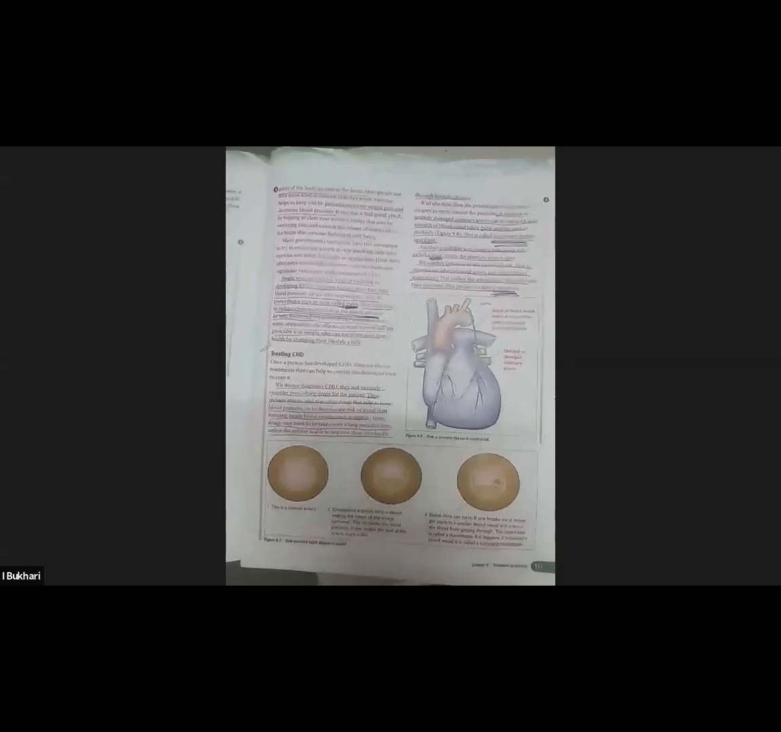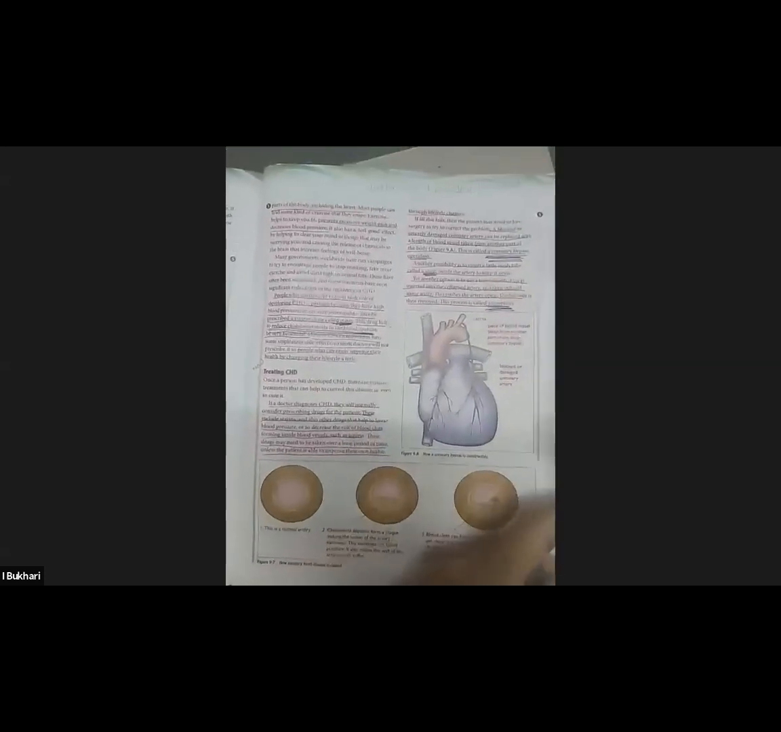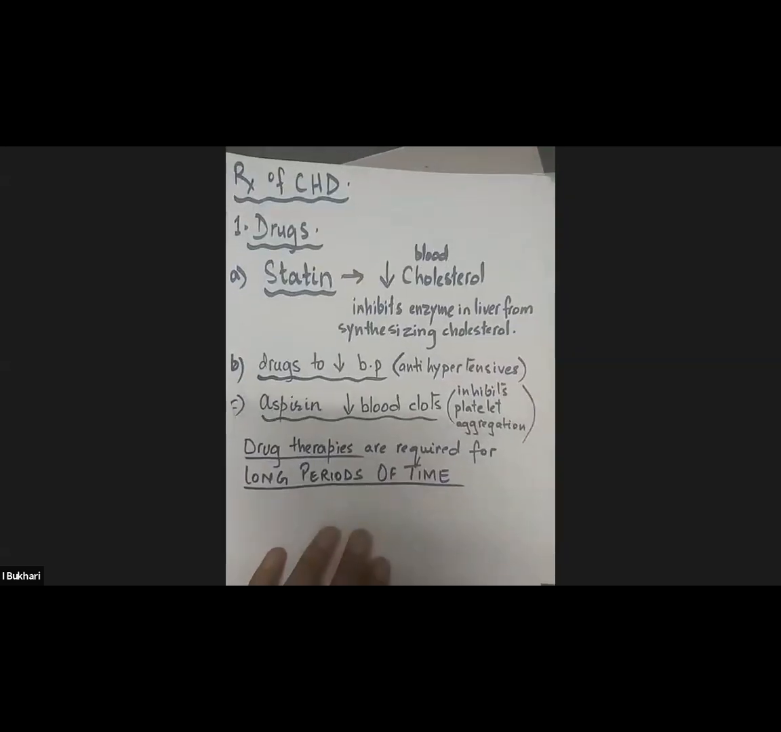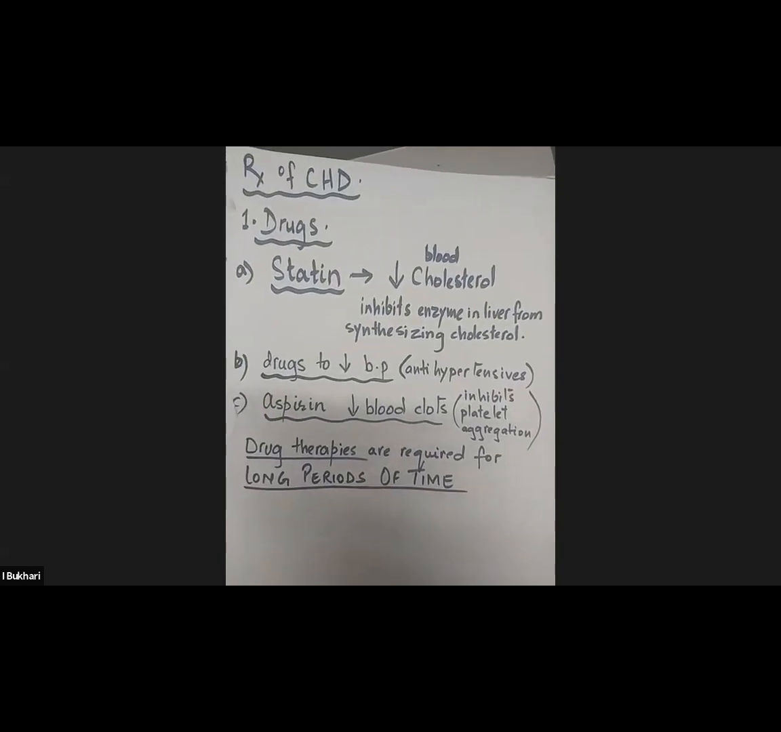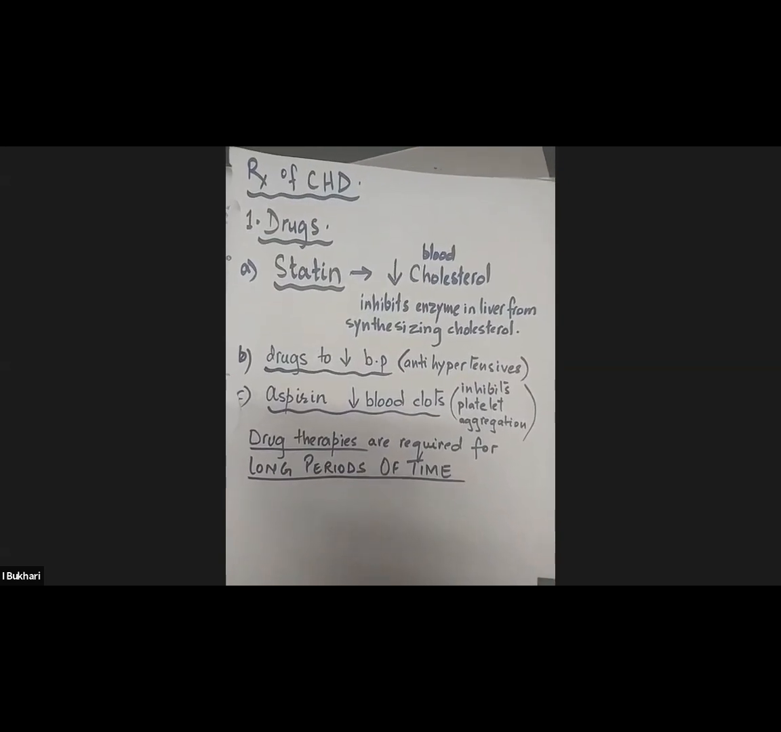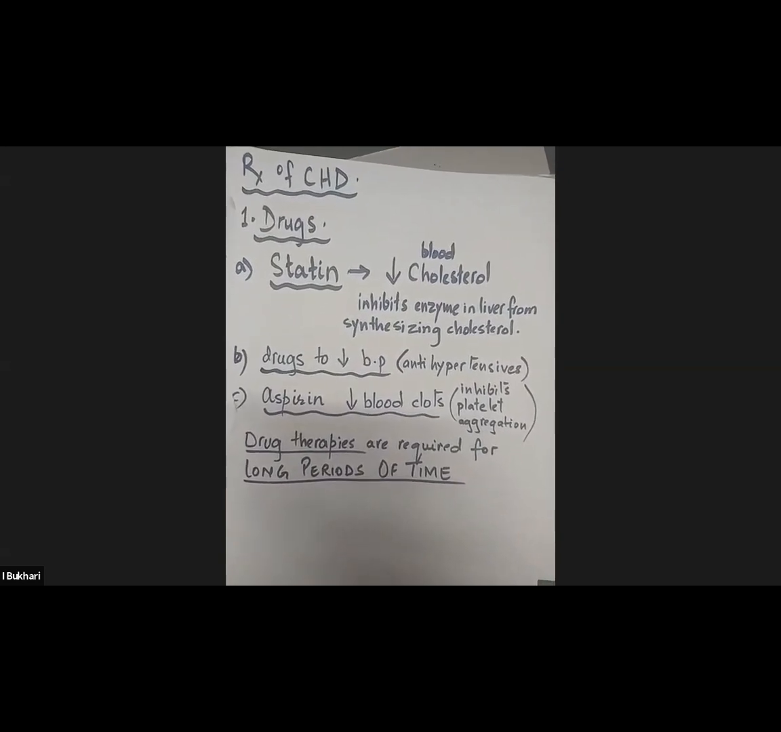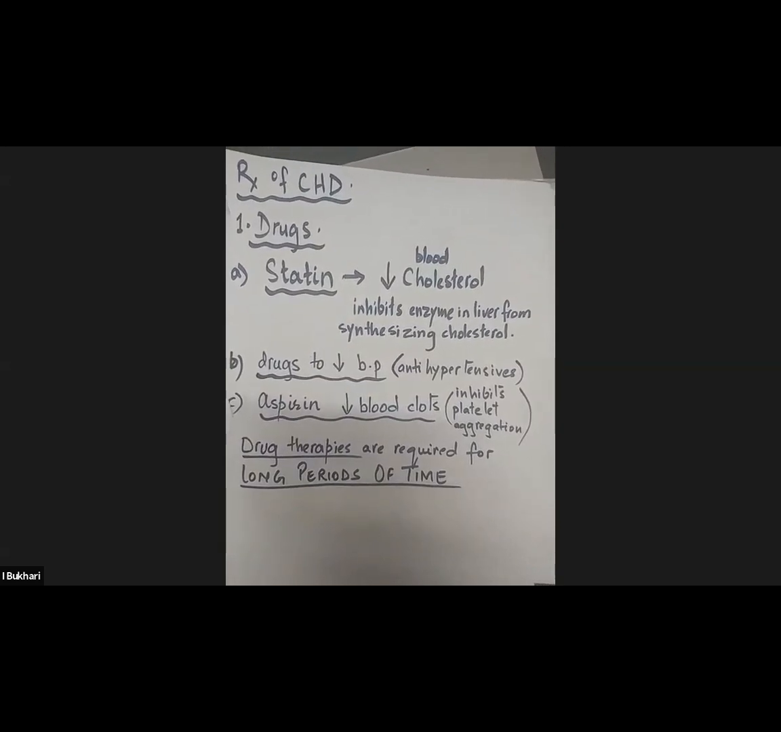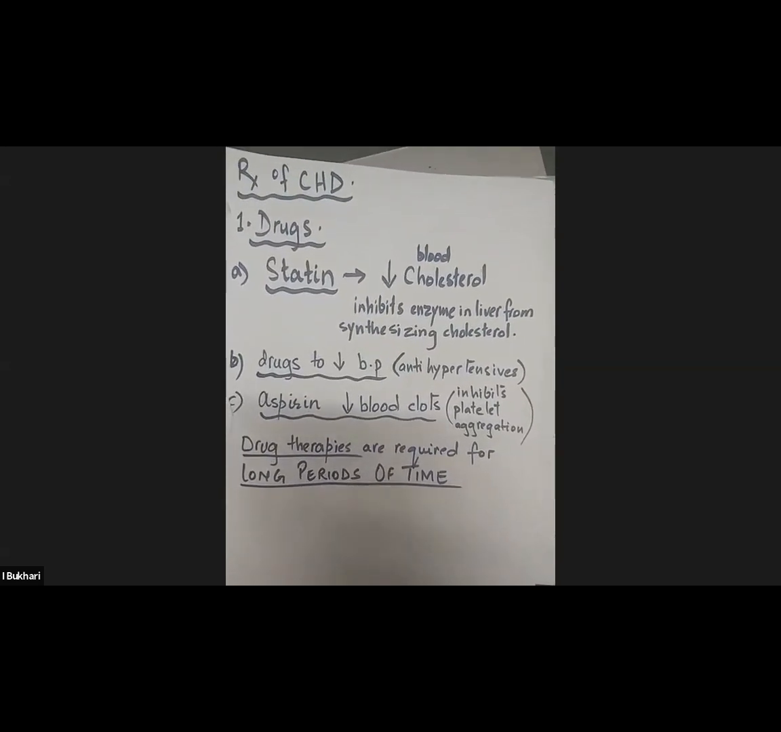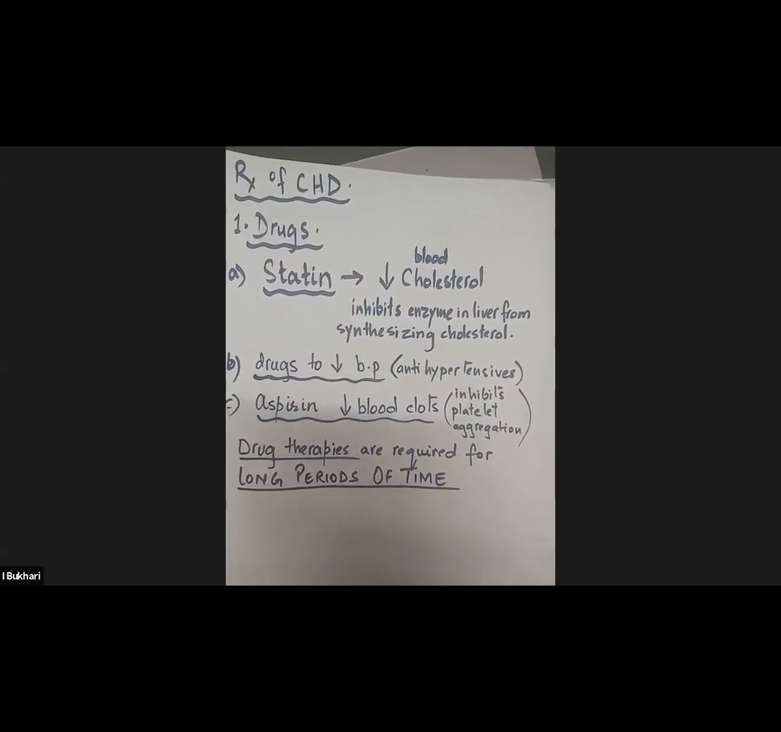Now, the first step that we will take will be to treat it with drugs. Okay, I have shortened all the points that are mentioned in your book in this form with drugs. Now, there are three types of drugs that are given to a coronary heart patient. Number one is a statin. We discussed in the last class that statins are a group of drugs which inhibit an enzyme that synthesizes cholesterol.